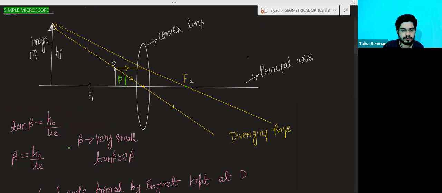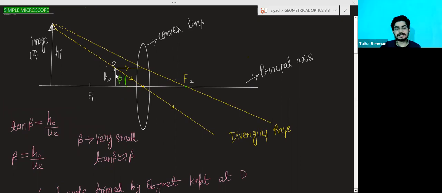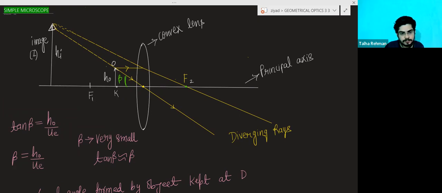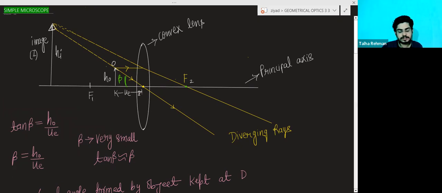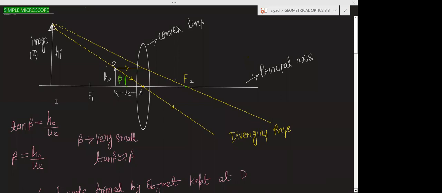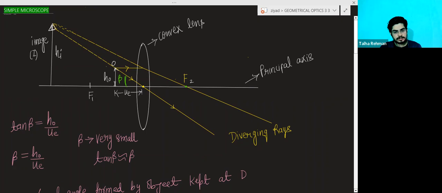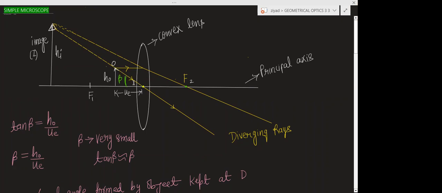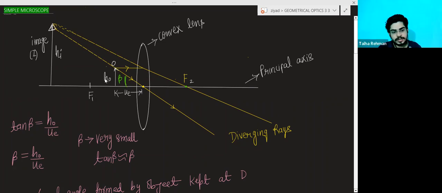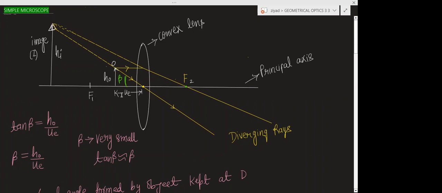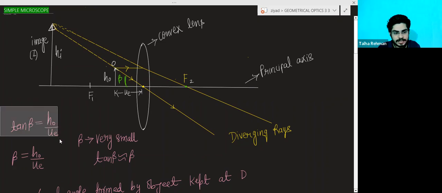This is H0. This height is the height of the object, and this distance is suppose Ue, because the object is placed here at a distance of Ue from the optical center of the lens. Now see this triangle. In this triangle, if you find tan beta, you will get H0 by Ue, because tan is given by the perpendicular of the triangle, that is H0, divided by the base of the triangle, that is Ue. So tan beta is given by H0 by Ue.